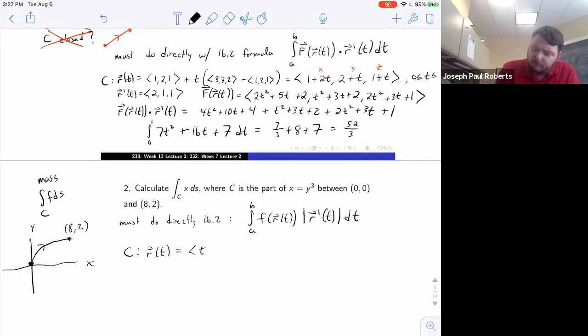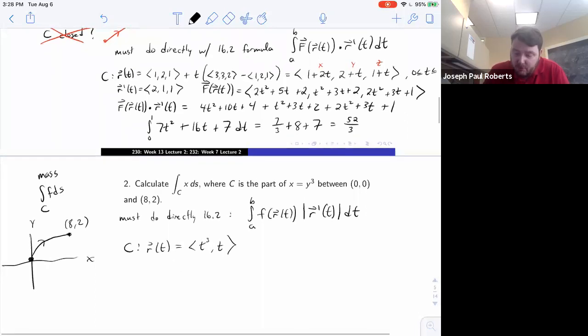Well, back when we talked about this a few weeks ago, the idea was, well, okay, if x is y cubed, then let's be lazy and let y be t so that x is t cubed. And then not everything is 0 to 1 for your t bounds. This is actually going to be 0 to 2. Because check, if t is 0, we get 0, 0 when we plug into r. When t is 2, that's when we get the point that we want, 8, 2.